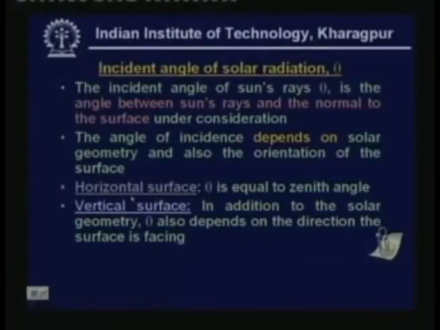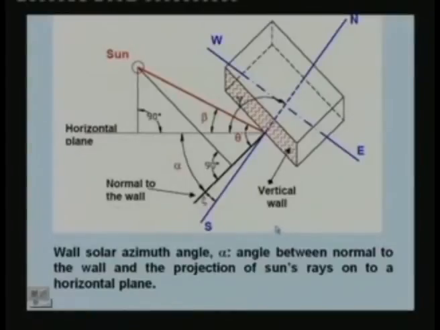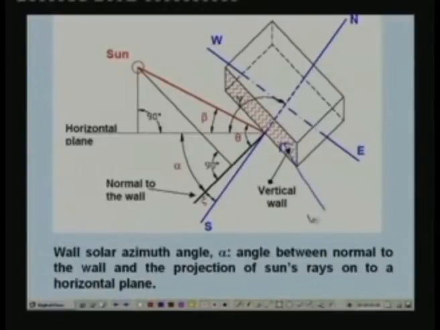Let me explain that with the help of this picture. In this picture, this shaded surface is the wall, or surface under consideration. I want to find out the radiation incident on this particular surface, which is shaded in red, right, and this is your south and north direction, and the wall is arbitrarily oriented, right.